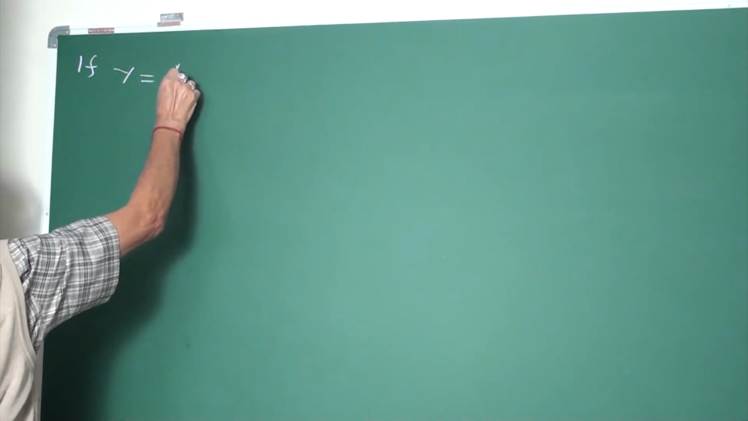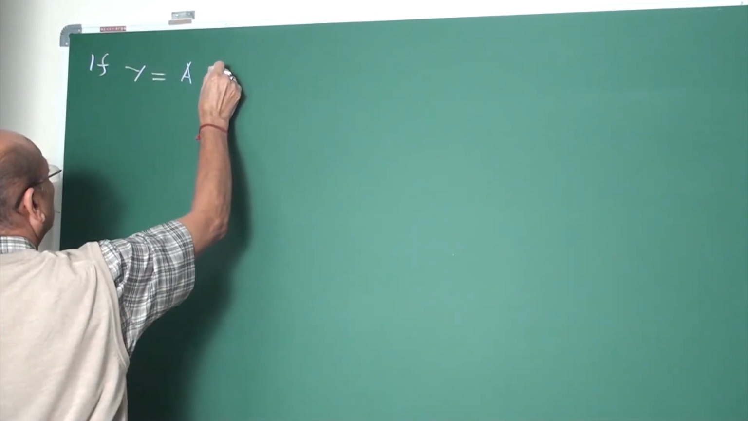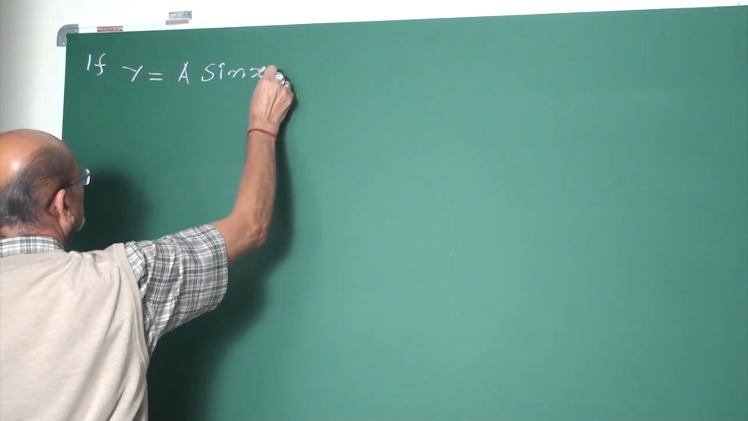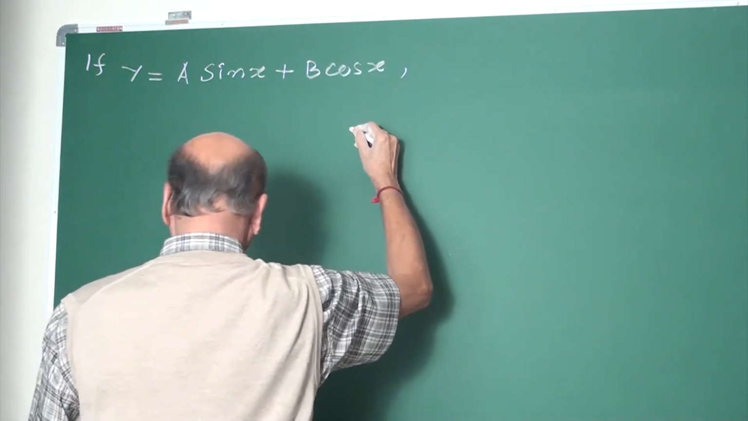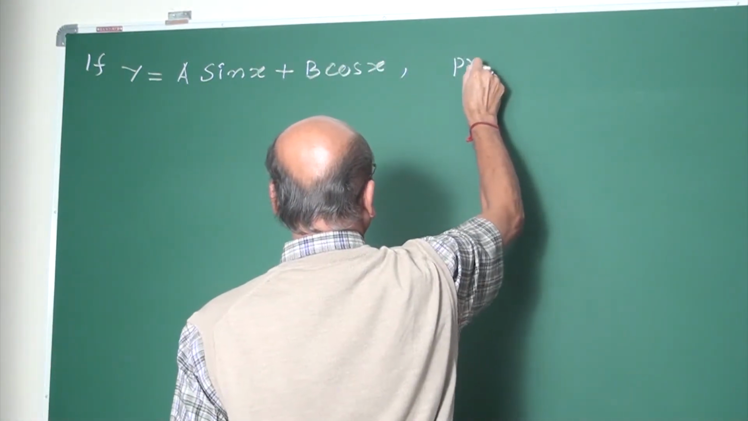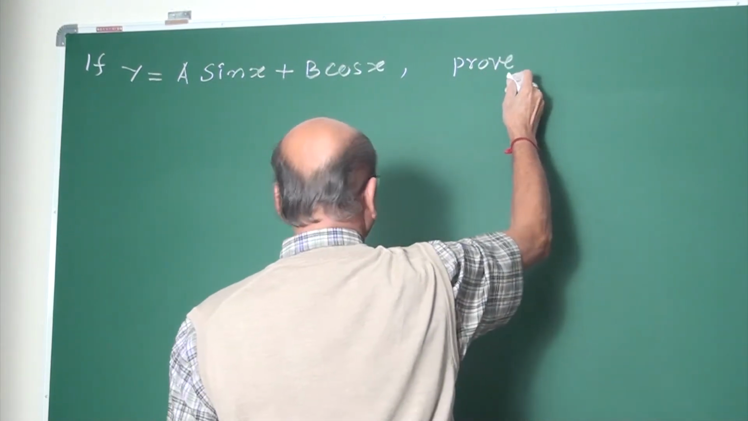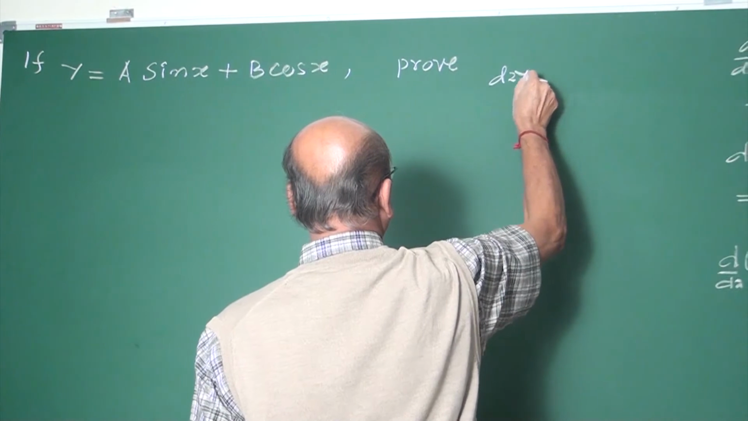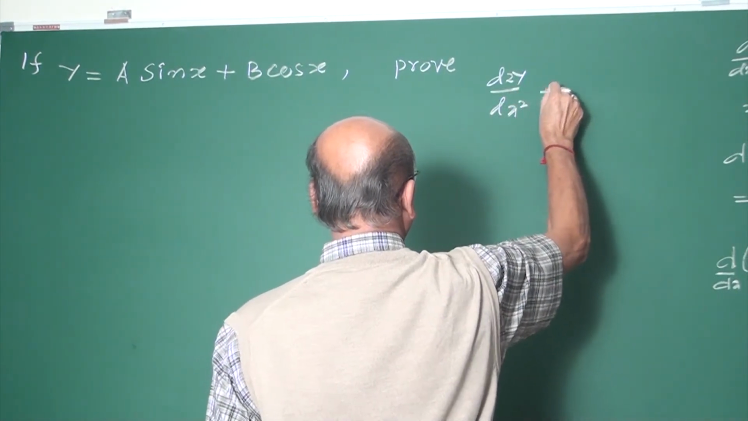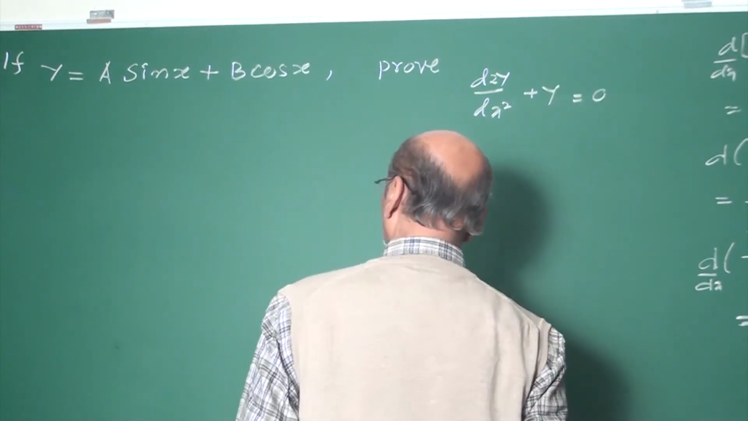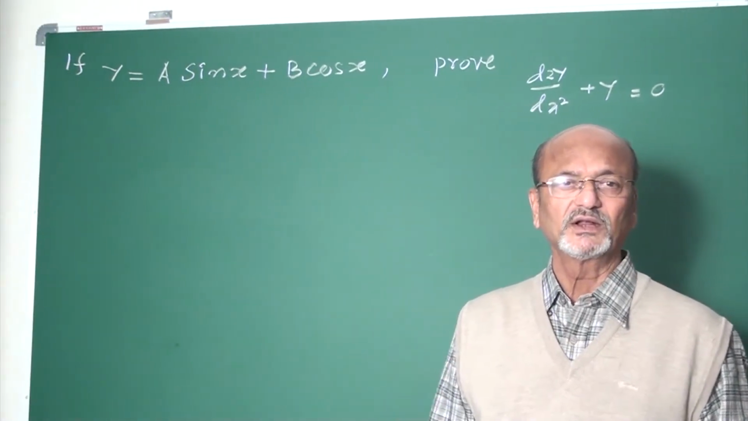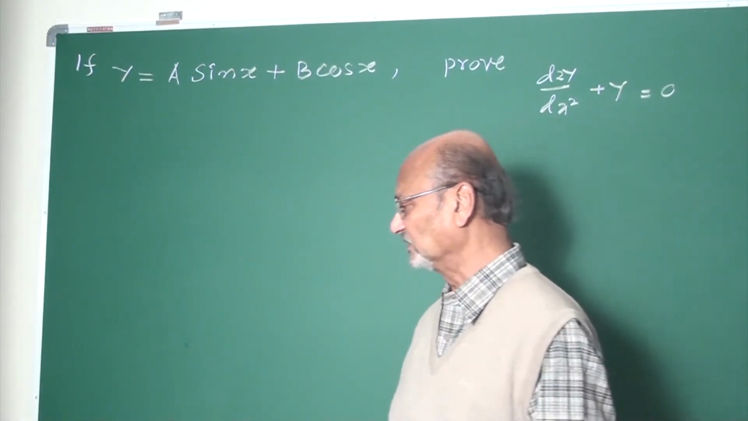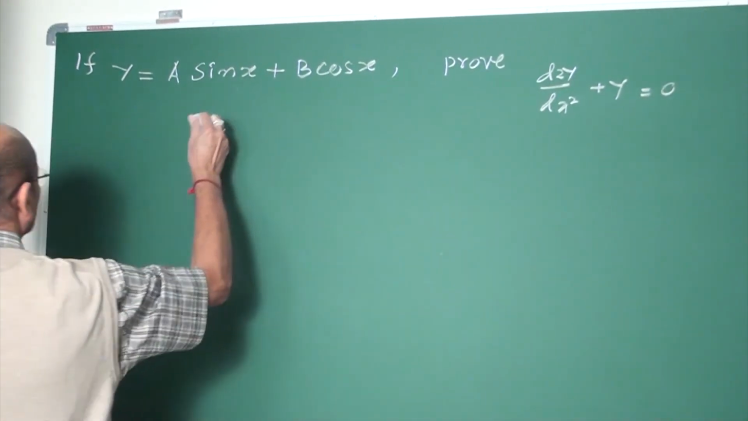If y equals a sin x plus b cos x, then prove d2y by dx2 plus y equals 0. Very simple example. Sometimes, if the luck is good, they give such simple examples in the 5 mark questions. Yes, my friends.